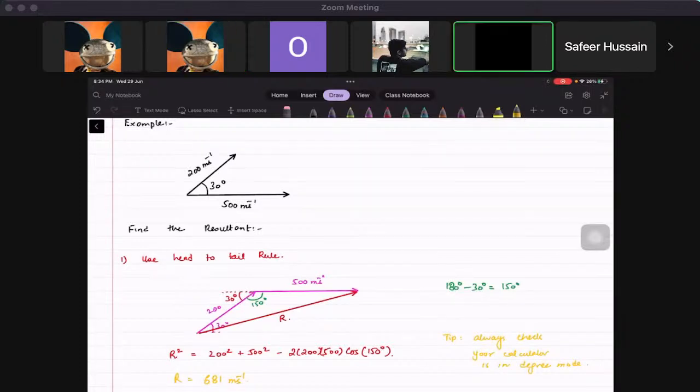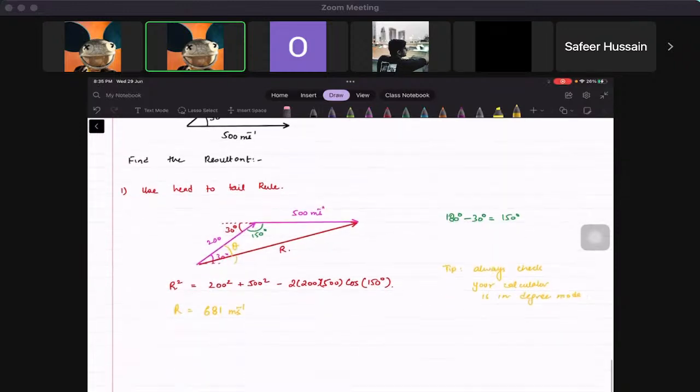Yes, sir. Now we need to find the direction of this, because we also need to know where it is located, right? So to find the direction, if I get this angle, we can subtract from 30 and then we can find this angle. For that we are going to use the sine rule. So we're going to write sine of r over r equals sine of theta over the opposite side, because we need to find theta, and the opposite side is 500, so we're going to write 500.